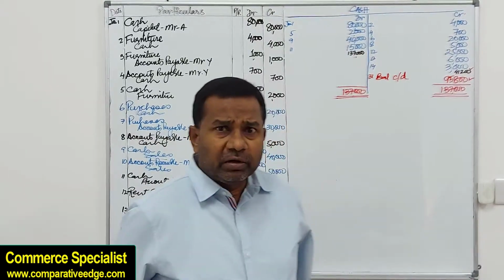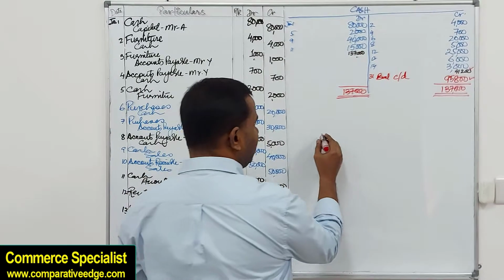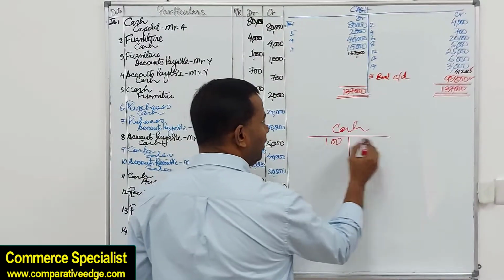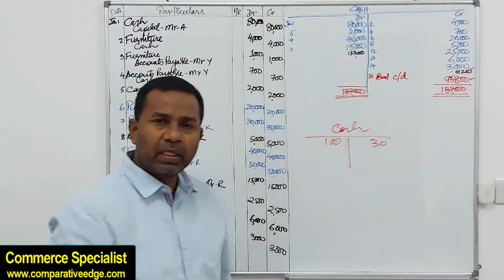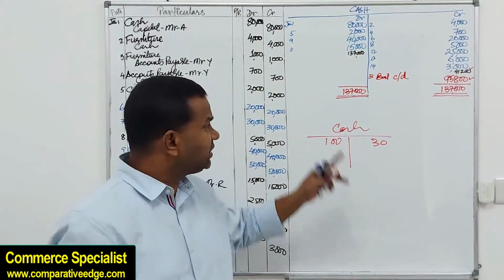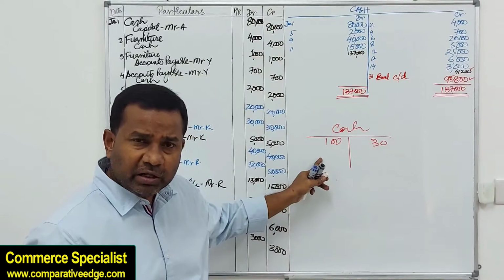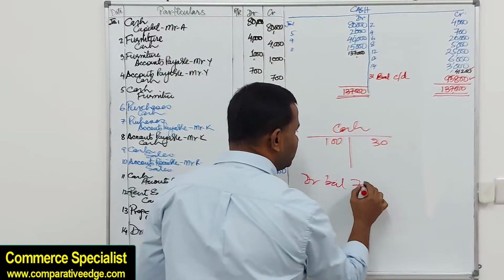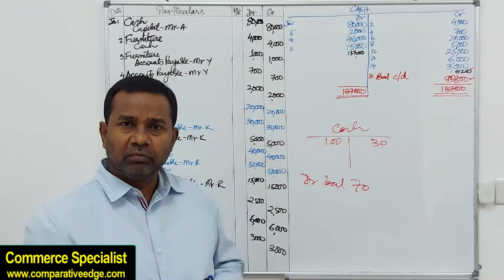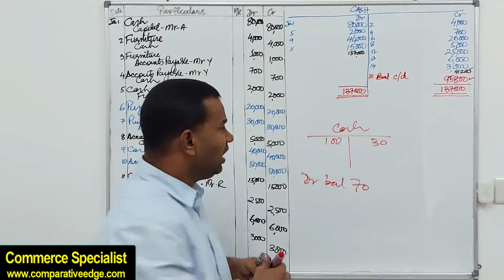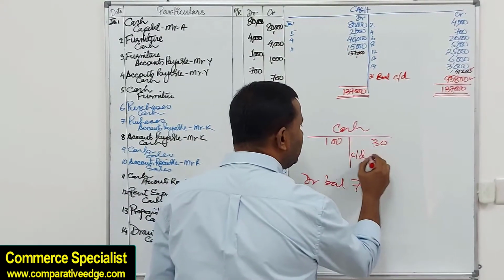So remember, if I give you a T account like this, have a look at this. Let's say I have cash here, it has 100 here and 30 over here. So what's the difference? 70. Which side is greater? Debit side is greater. So I can say this account has a debit balance of 70. But how do I write it? How do I present it? I write here carried down 70.